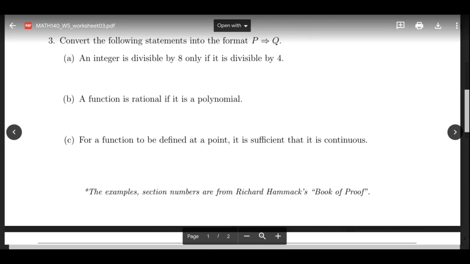Any questions? Okay, Jinqi already gave an answer. Jinqi is saying P implies Q. P is a statement: integer divisible by 8. An integer is divisible by 8 only if it is divisible by 4.